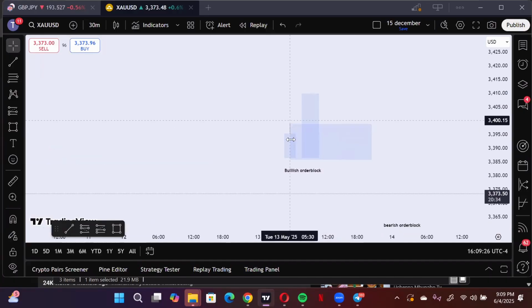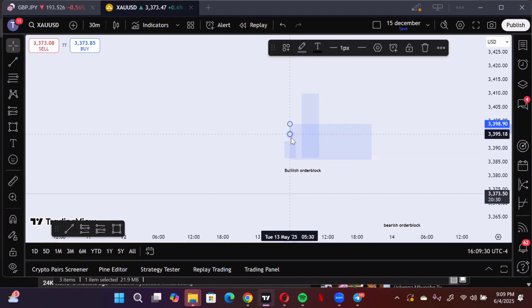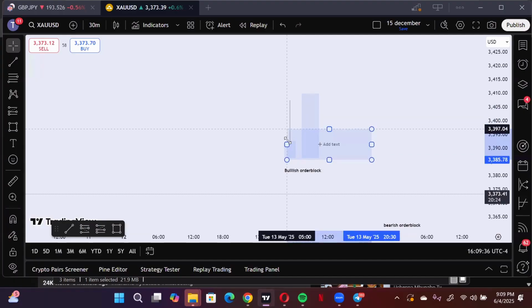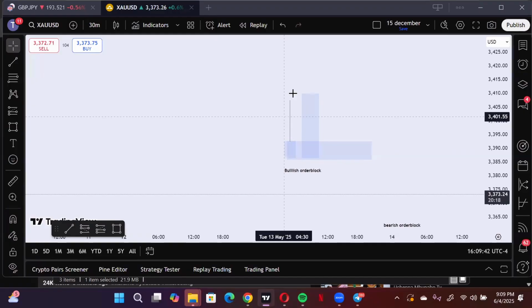But in a scenario where the body of the order block is really small, let's say it's small like this, and the wick of the order block is longer than the body, if you want to pick your entry, you pick your entry from the body of the order block. That's if it has wicks. If the wick is very small, you pick your entry from the wick. If the wick is longer than the body, then you pick your entry from the body of the order block. Are you guys following me?